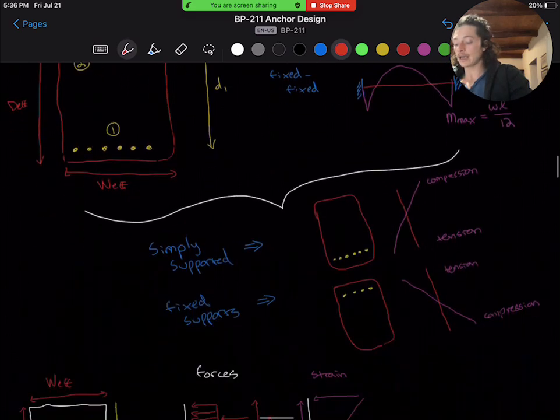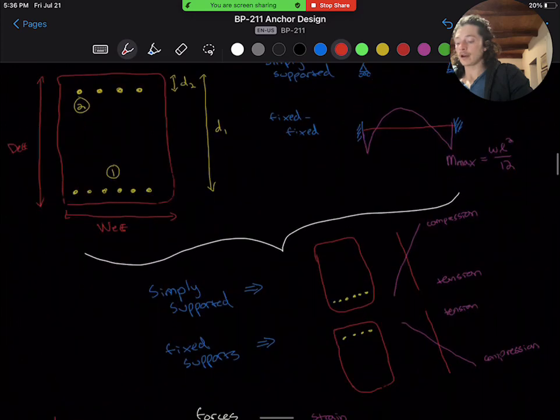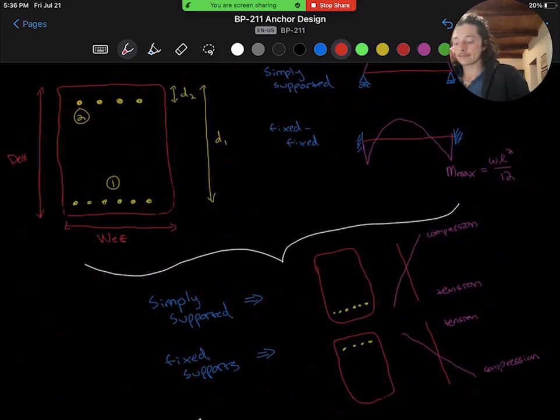So before we draw a view of the section, you can see the simply supported and fixed supports, and I've shown where compression and tension is occurring. And for the fixed support situation, this eventually will flip, as you can see by the moment diagram, but this is just at the point of maximum moment.